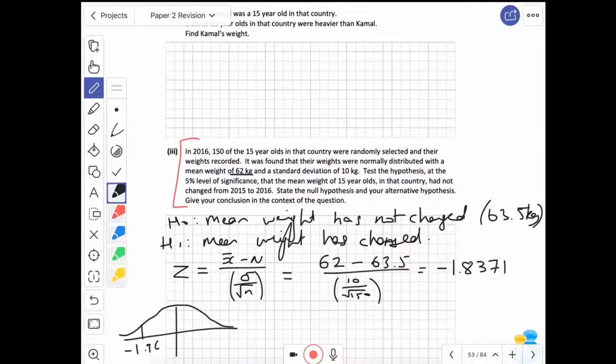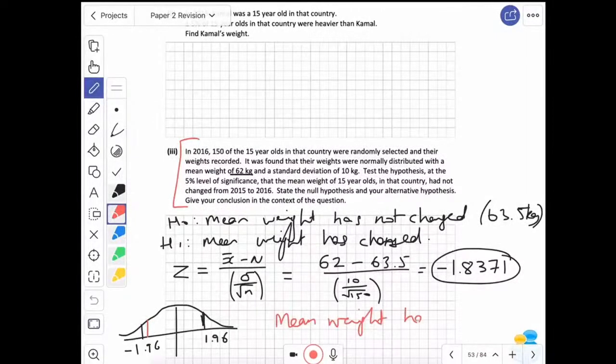So what you do at this stage is you look at this number and you see where it lies. We can see that it's in here somewhere. Because it falls within your 95% confidence interval, that means that we fail to reject the null hypothesis. So that means that the mean weight has not changed, and we fail to reject the null hypothesis.